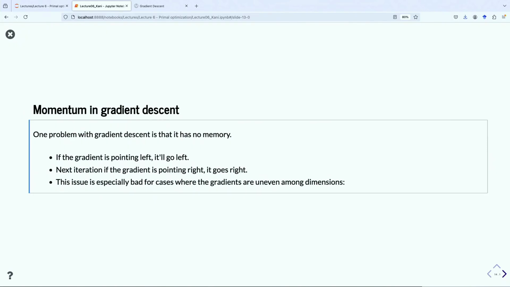But this issue is especially bad when the dimensions are uneven, because with uneven dimensions, we immediately go down the steepest axis, and then we have to change the step size, and then we have to change back and forth, and that's where the oscillatory behavior comes from, right?